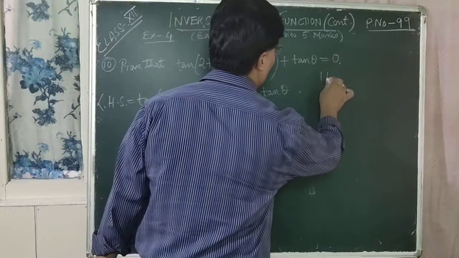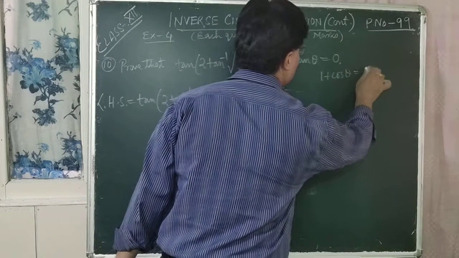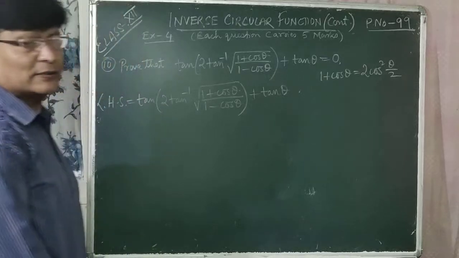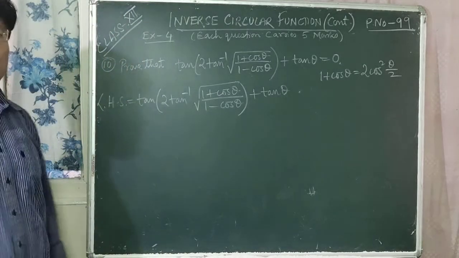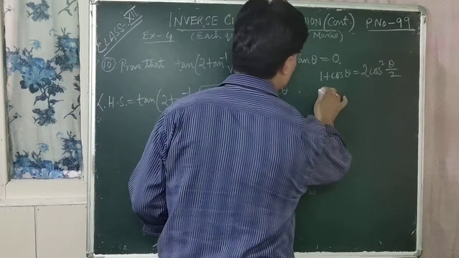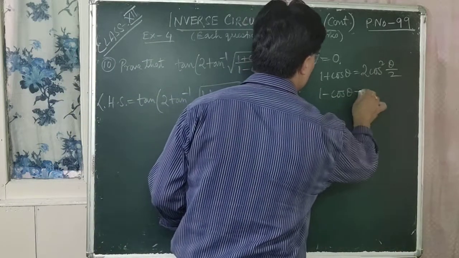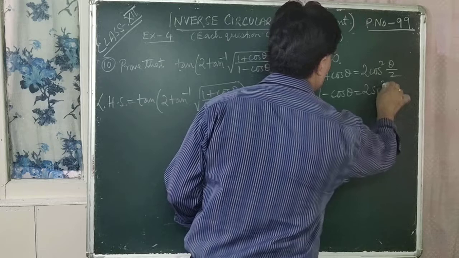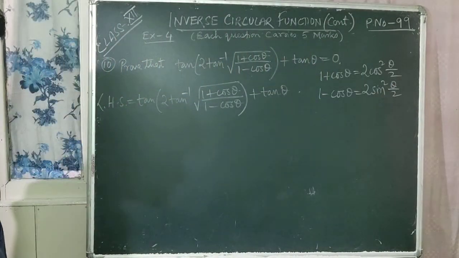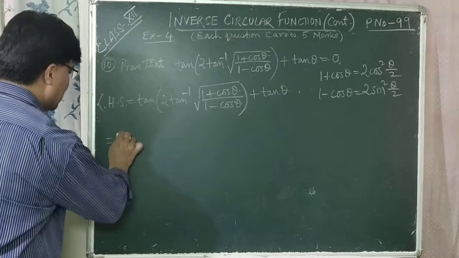That is 1 plus cos theta is equal to 2 cos square theta by 2, right? 1 plus cos theta is equal to what formula? It's the formula 2 cos square theta by 2. And what about 1 minus cos theta? 1 minus cos theta is equal to 2 sin square theta by 2. Is that clear? So let us use this formula.